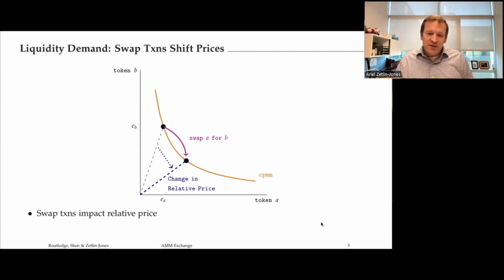By withdrawing some of token B, they're making B relatively scarce in the pool. This is how the curve was designed. It's going to make it more costly to extract some of B in the future. By construction, swap transactions directly impact prices. And this has been a lot of the focus of the literature on DEXs so far.